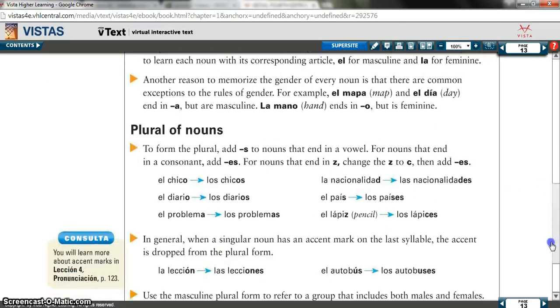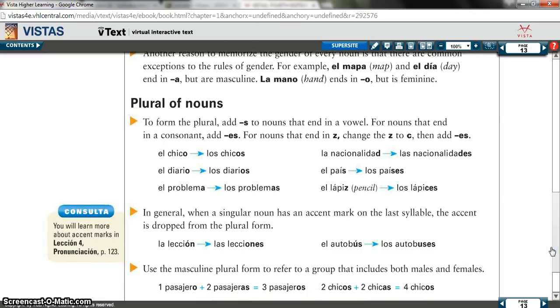Okay, to make nouns plural, like in English, you add an s. It is almost just that simple. If the noun ends in a vowel, add s. Chico, chicos, diario, diarios, okay? If it ends in a consonant, you have to add es. So, nacionalidad, nacionalidades. País, países. And then if it ends in a z, which there aren't a whole lot of nouns, but you'll come across it, that ends in z, you change the z to a c and then add es because it's a consonant. So, lápiz, lápices.